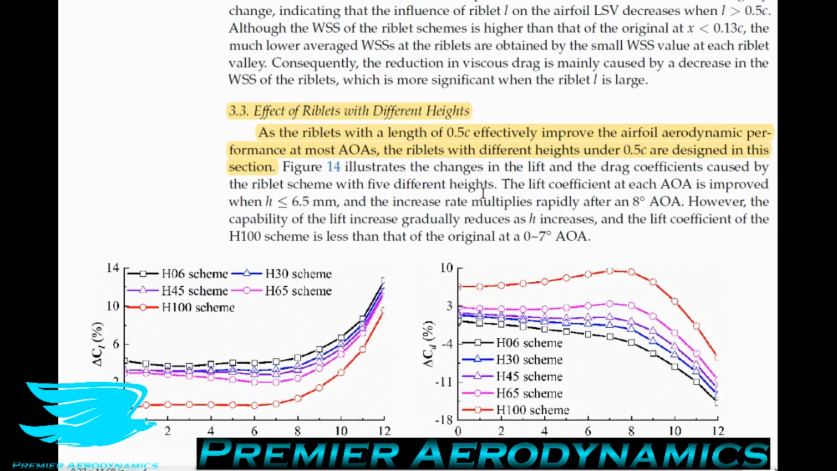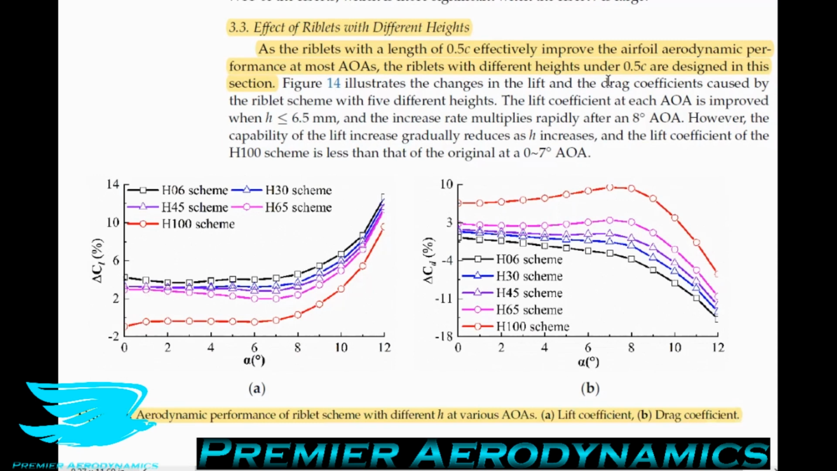As they say, riblets with a length of 50% of the chord effectively improve the airfoil's aerodynamic performance at most angles of attack, so the riblets with different heights under this condition are designed in this section. They explain their effects. In figure 14, it illustrates the changes in the lift and drag coefficients caused by these 5 riblet heights, ranging from 0.6 millimeters to 10 millimeters.